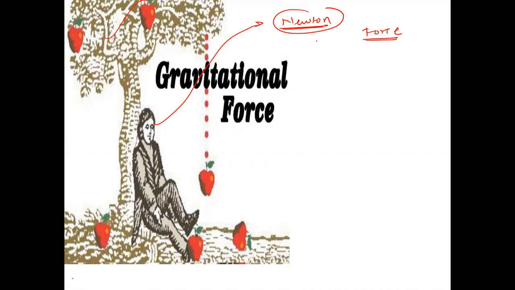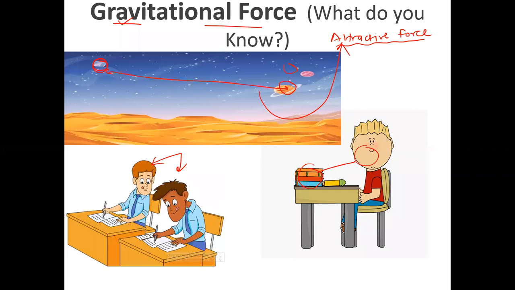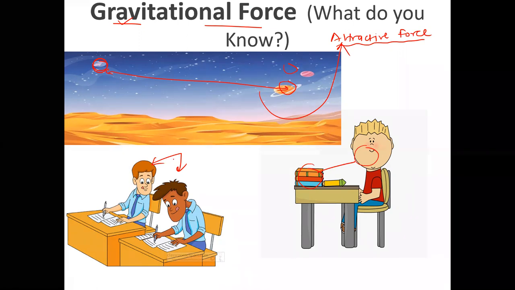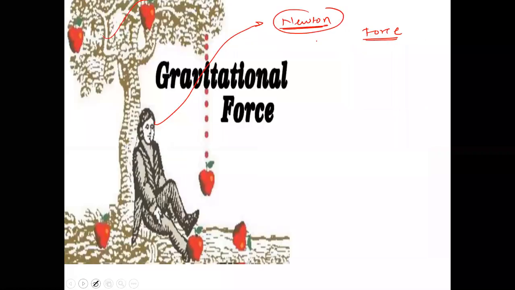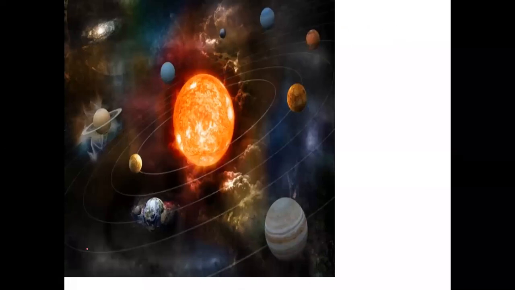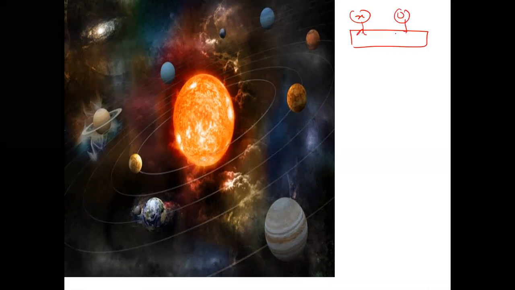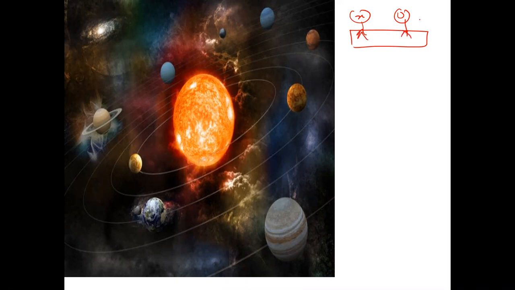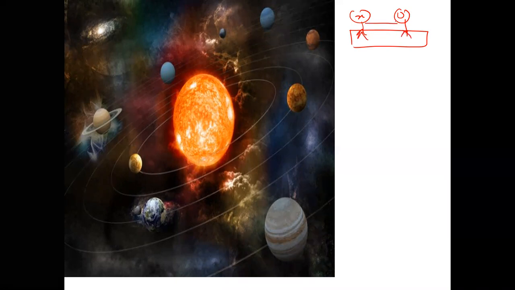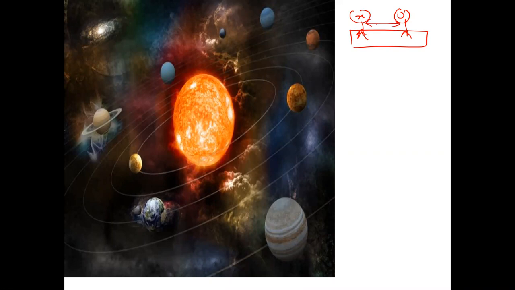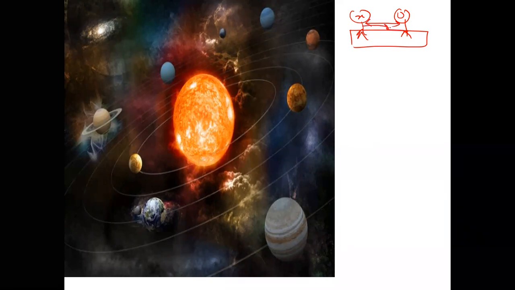In the last slide, what I explained is that any two objects, even if they are apart from each other, have some attractive force. So now the next question is, what is Newton's law of gravitation? But before that, suppose you are sitting on a bench, there is student X and student Y, my drawing skills are very poor, so please try to understand. You both have some attractive force between you, am I right? So why are you not attracted to each other?